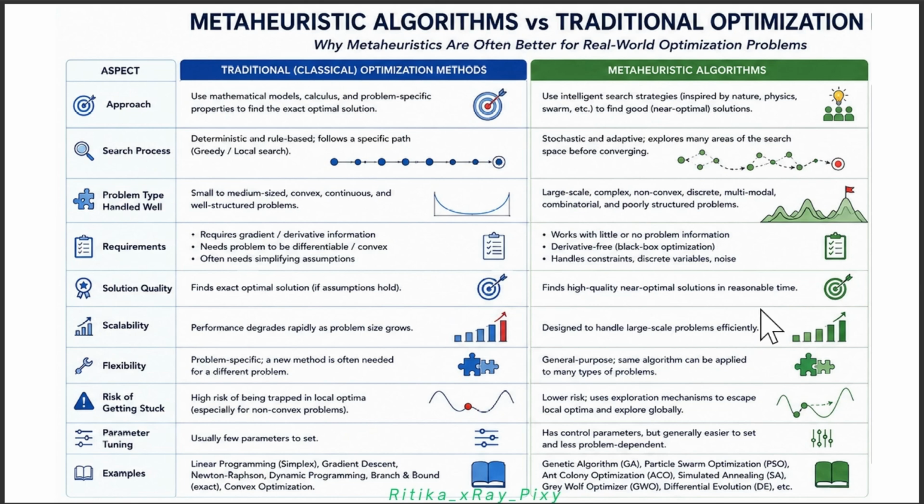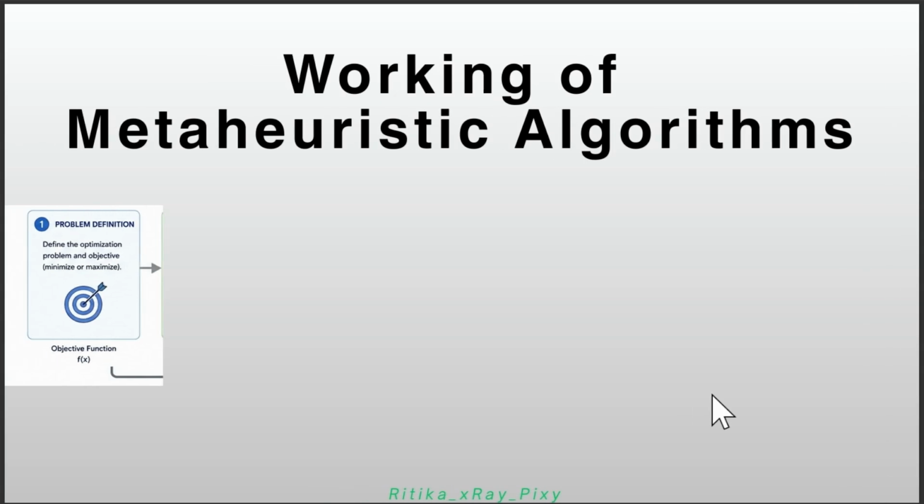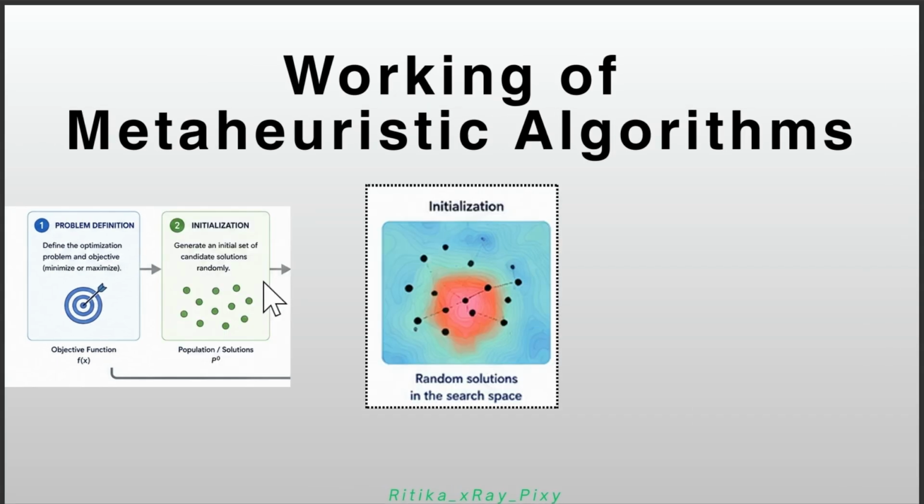The next question is how they generally work. Now let's understand the working of these algorithms. First step, we initialize the population. We start with many random solutions. So here we can initialize n number of population, meaning we have n number of search agents. We will use these search agents to find the best solution.